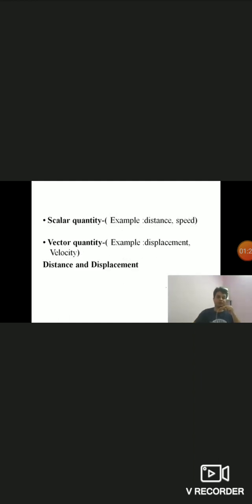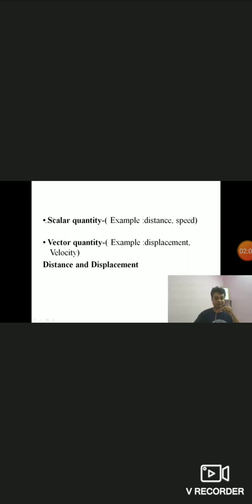Now we are going to discuss distance and displacement, but before that we have to check what a scalar quantity is and what a vector quantity is. A quantity having only magnitude but not direction is called a scalar quantity. Distance and speed are examples of scalar quantities. These can be expressed in terms of magnitude alone, with no direction. A vector quantity has both magnitude and direction. We can't express these quantities without direction. Examples are displacement and velocity.